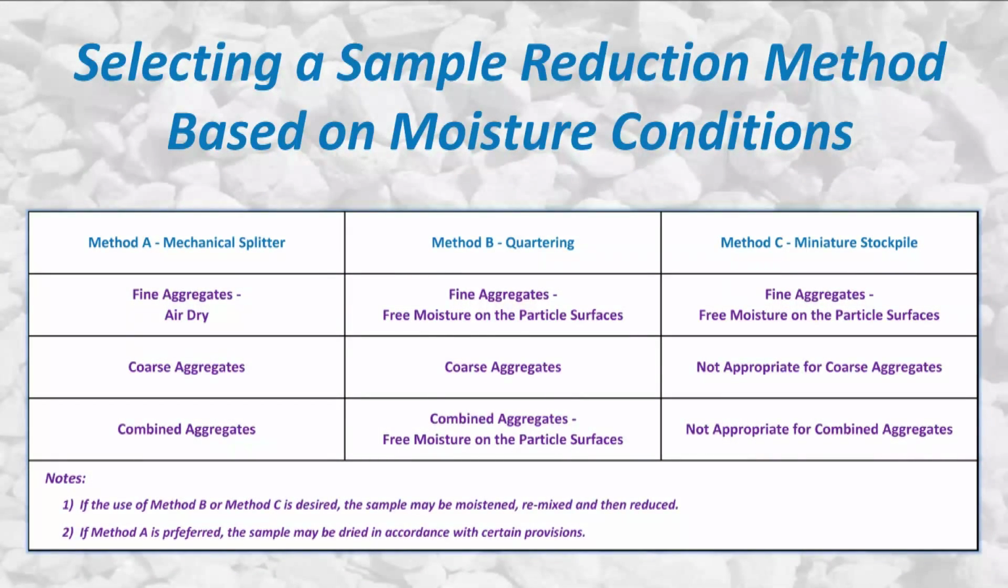The decision process based on aggregate size and moisture condition can be summarized in a table as shown here. As you can see from this table, in some cases, adjusting the moisture condition is permitted in order to use a preferred method.